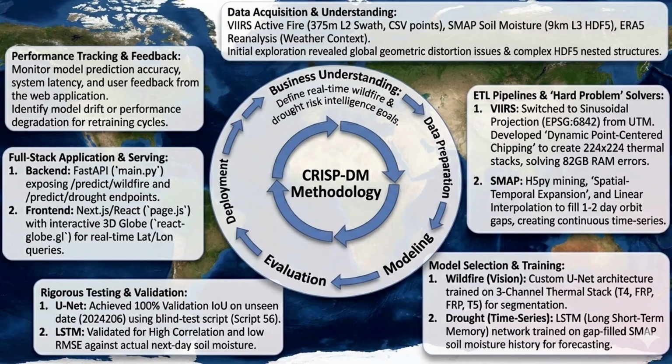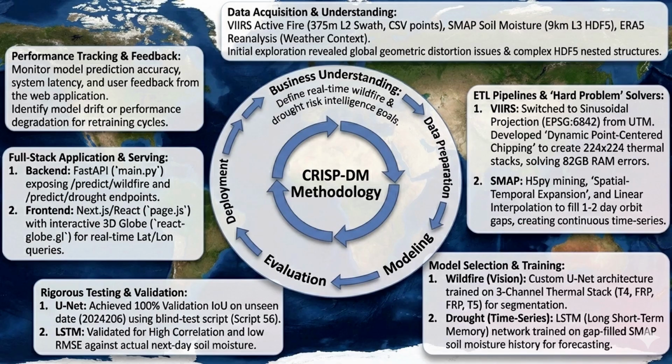And second is data preparation. This is where we solved our hardest engineering problem. As you can see on the right side, we dealt with a massive 82 gigabytes RAM error by developing a technique called dynamic point-centered chipping to process data in manageable chunks. So we divided the data into a lot of different chunks. We also had to fix orbit gaps, missing days in the satellite records, by using linear interpolation to create a continuous timeline for our models.